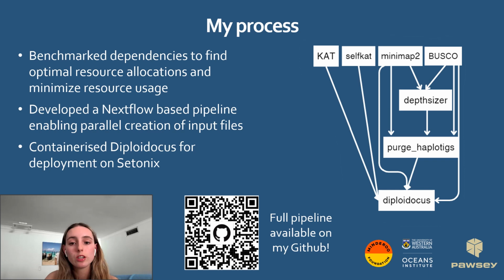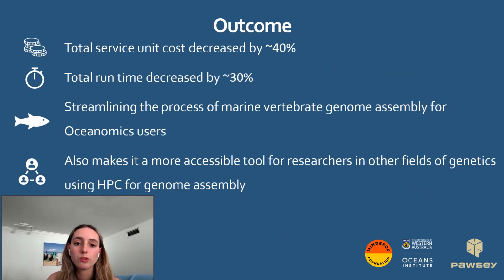Because the Setonix usage cost is based on the highest percentage of memory or CPU usage, I found that the best way to do this benchmarking was by working out how much memory a process needed to run, and then working out how the program ran at an equal cost of CPU, since most processes required a significant amount of memory. Overall, these changes reduced the code's overall execution time by an average of 30% and decreased the service unit cost by an average of 40%.